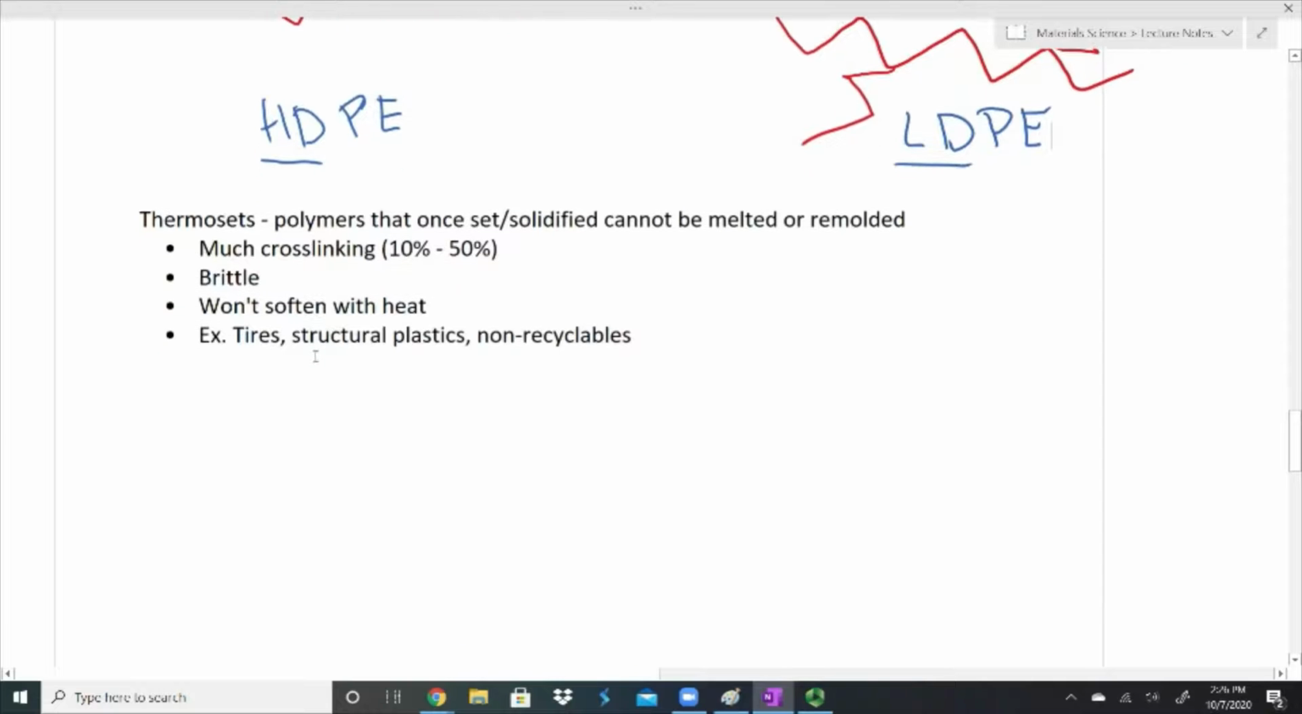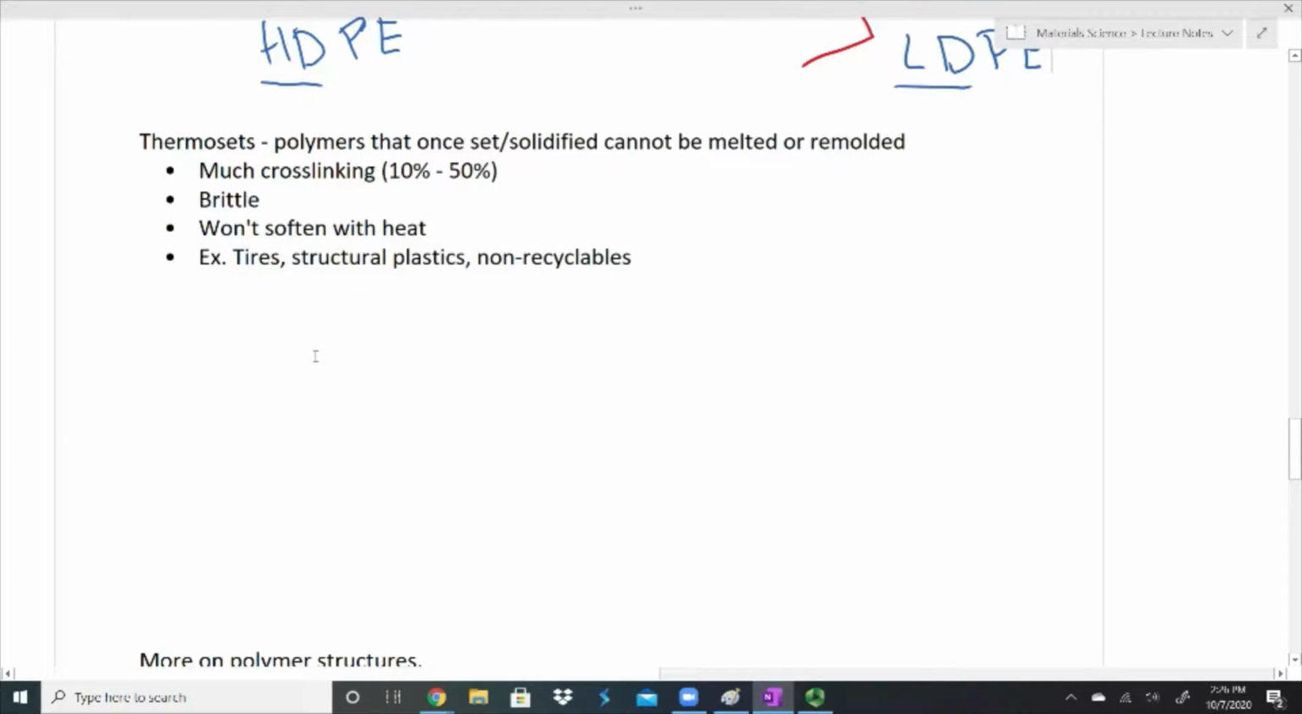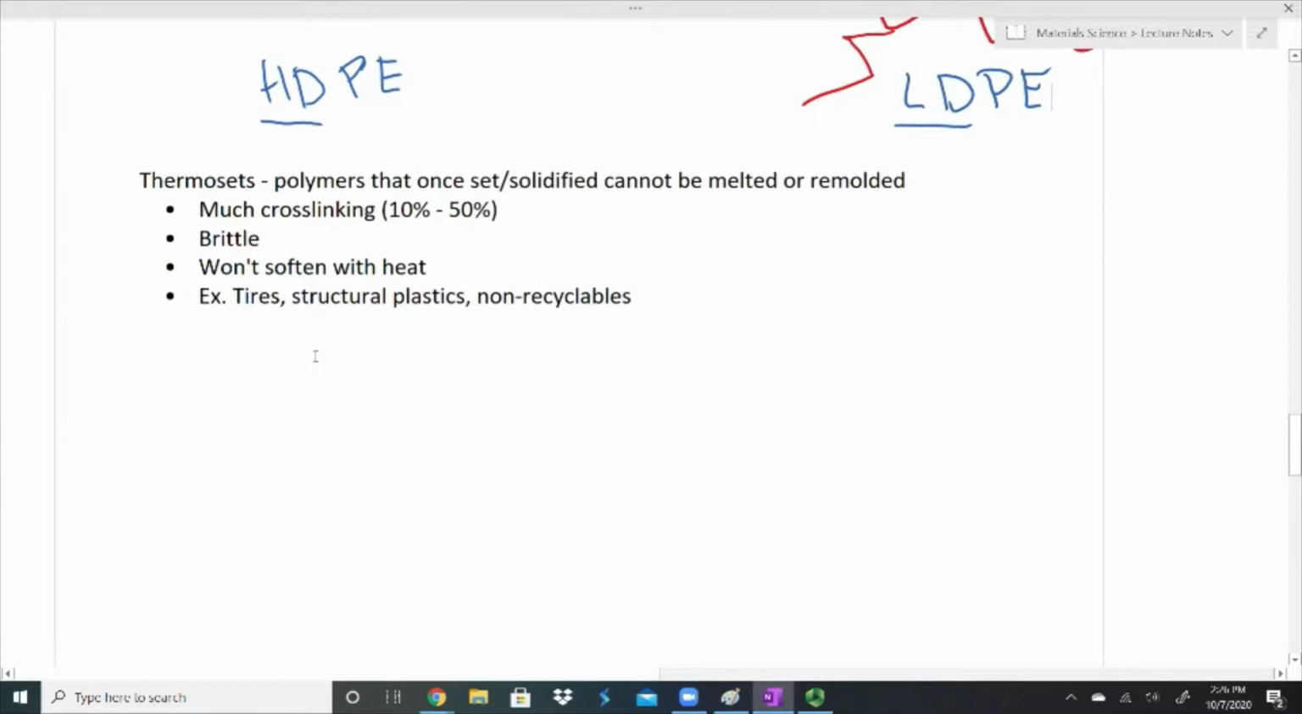We'll talk about thermosets really quick. Thermosets are polymers that once they've solidified, they can't be melted or remolded. There's a lot of cross-linking that happens, and this is where we're going to talk about what cross-linking is. They tend to be brittle. They don't soften with heat. And some examples would be things like tires, structural plastics, or non-recyclable plastics.